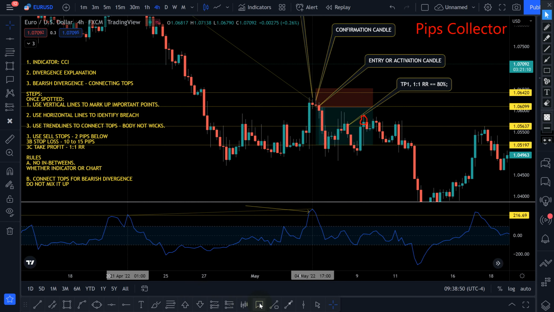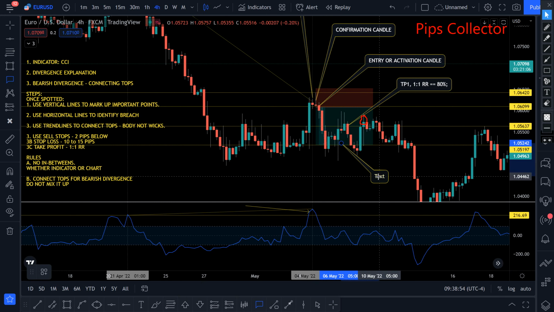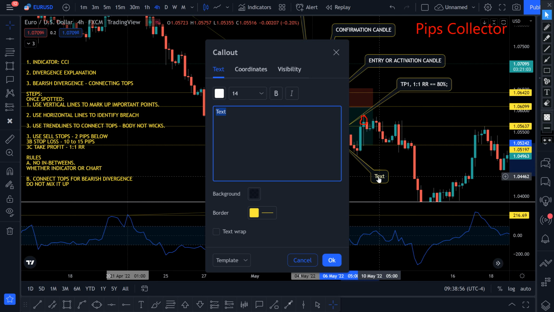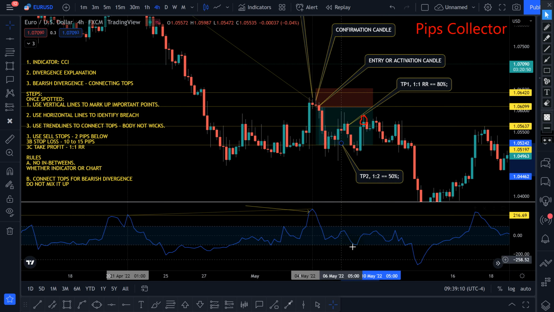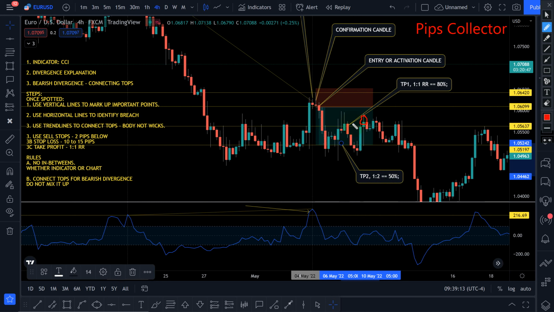So at 2R here, at TP2, which is 1:2, we are closing 50% of the remaining 20%. Don't forget, originally we closed 80% here. We closed 80% here as price hit 1R here.